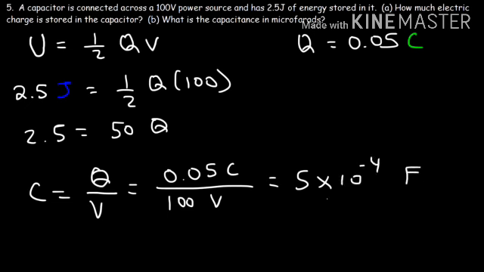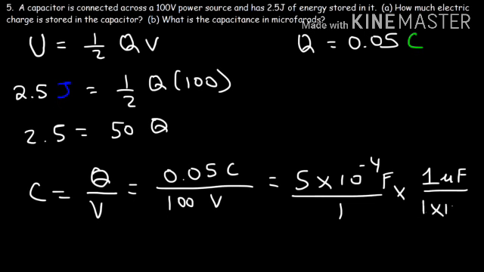Now let's convert it to microfarads. 1 microfarad is 1 times 10 to the minus 6. So we got to divide the two numbers. So this is equal to 500 microfarads.